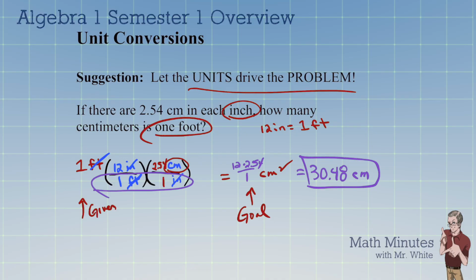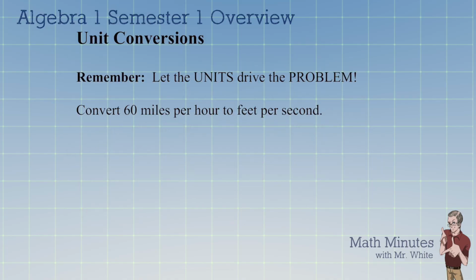So let's look at another example of this. Since I know this is tricky, I wanted to put a second example in here. Let the units drive the problem again. This time we're going to convert 60 miles per hour to feet per second, because in our physics or science class, sometimes we see feet per second, and we're wondering, okay, 60 miles an hour, that's how fast a car is driving on the highway. How many feet per second is that? All right, let's figure it out.